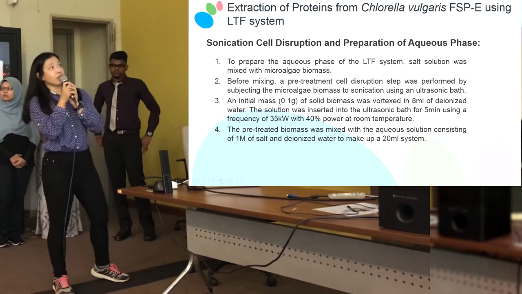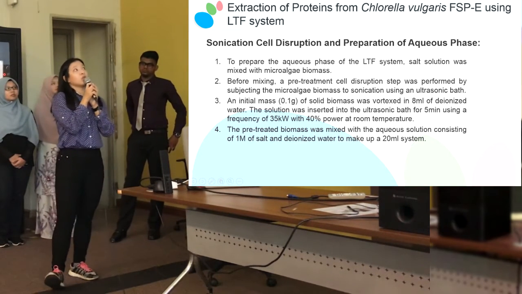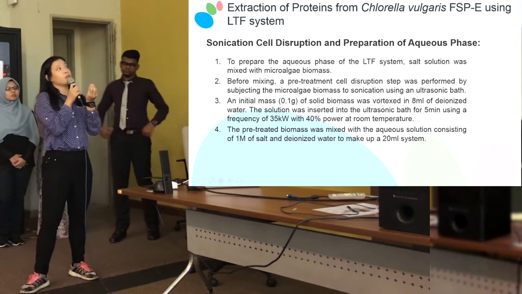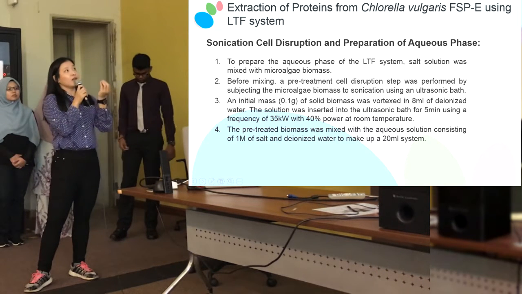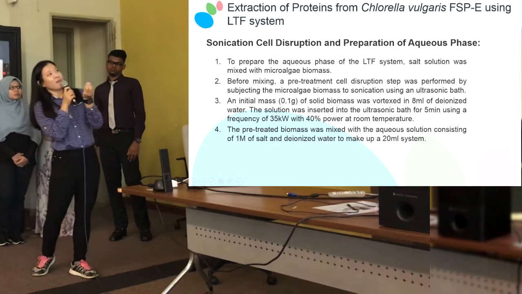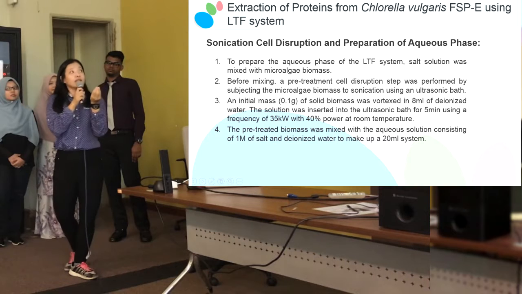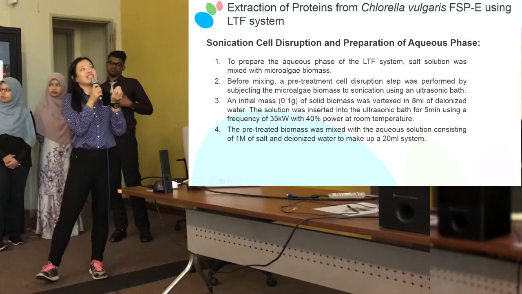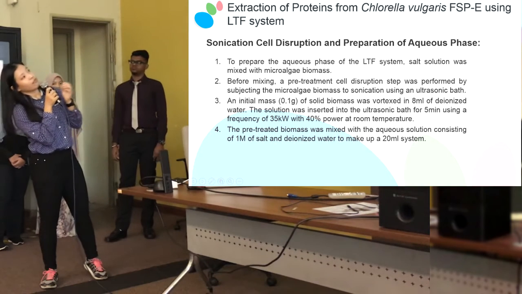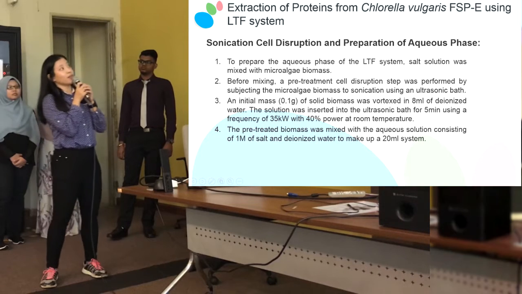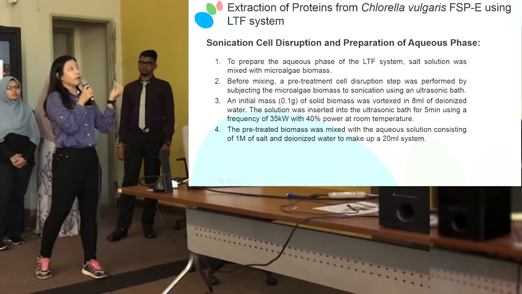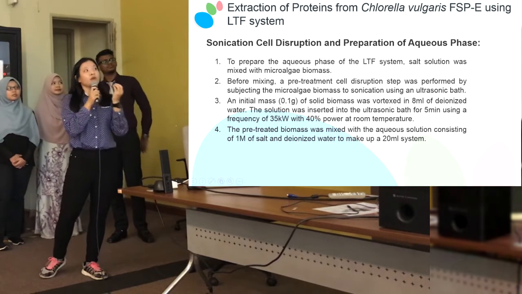To prepare the aqueous phase of the LTF system, the salt solution was mixed with the microalgae biomass. Before mixing, a pre-treatment cell disruption step was performed by subjecting the microalgae biomass to sonication using an ultrasonic bar. An initial amount of solid biomass was vortexed in 8 ml of deionized water. The solution was inserted into the ultrasonic bar for 5 minutes using a frequency of 25 kilohertz with 40% power at room temperature. Finally, the pre-treated biomass was mixed with the aqueous solution consisting of 1 ml of salt and deionized water to make up a 20 ml system.